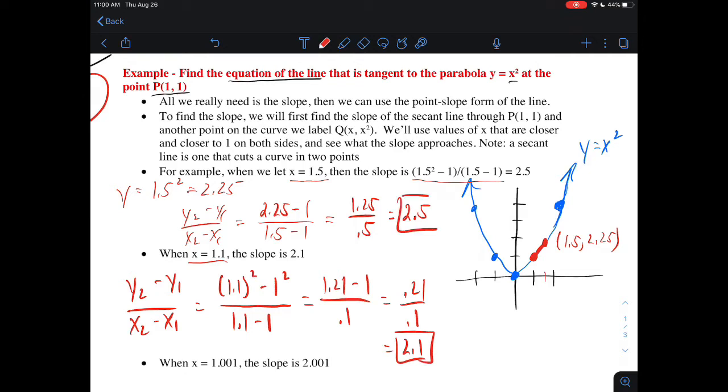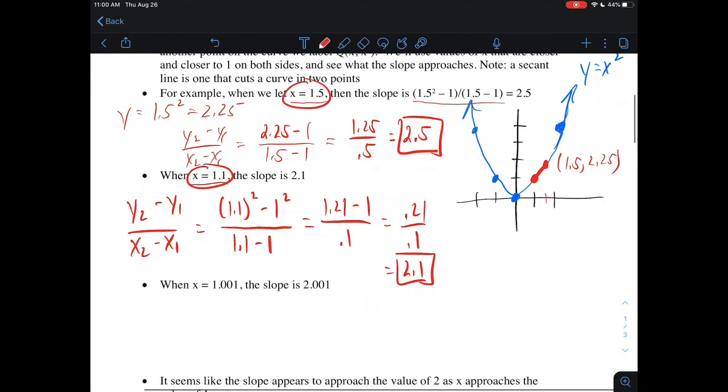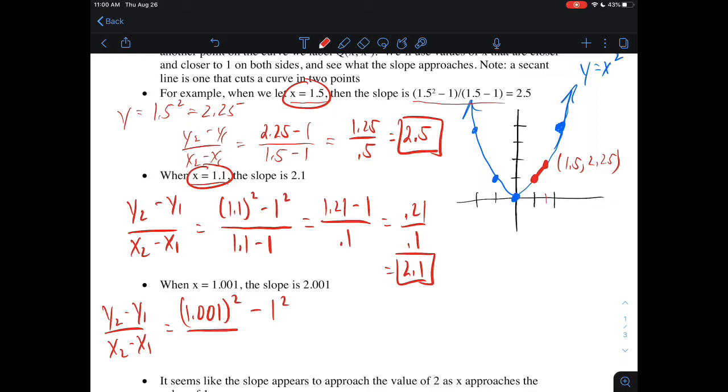So what we want to focus on is as our x value is getting closer to 1, 1.5, and then 1.1, notice that our slope is also maybe approaching something. So we're going to do one more. When x is equal to 1.001. Again, the slope would be y2 minus y1 divided by x2 minus x1. Using what we did in the previous example, all I have to do is just square the respective x values and then subtract. And then on the denominator, it's just the subtraction of the x values.